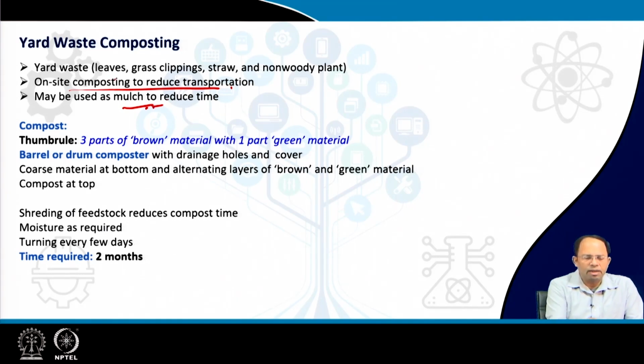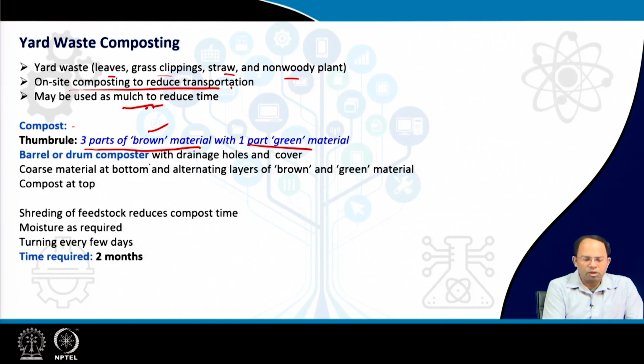And usually this kind of waste includes leaves, grass clippings, straws, non-woody plants, and so on. So the thumb rule is, when we do compost instead of mulching, if I eventually do compost, the thumb rule is to put 3 parts of brown material with 1 part of green material. That means brown materials are the twigs, the branches and all this stuff. Green materials are the leaves and so on. So 3 parts of brown material with 1 part of green material.